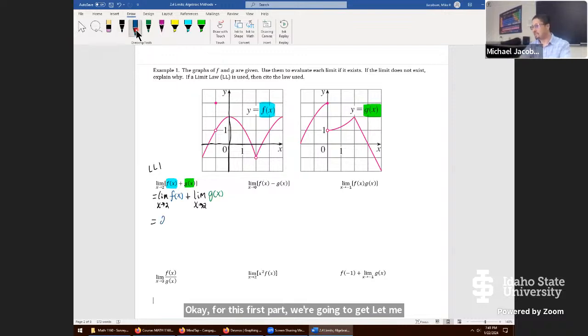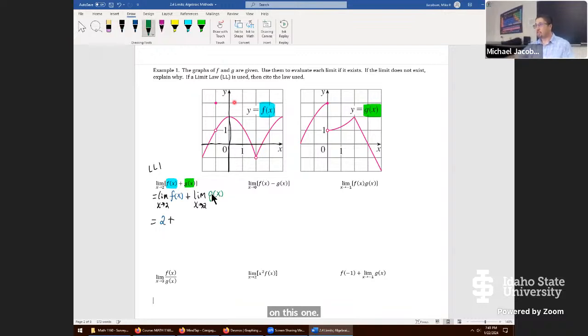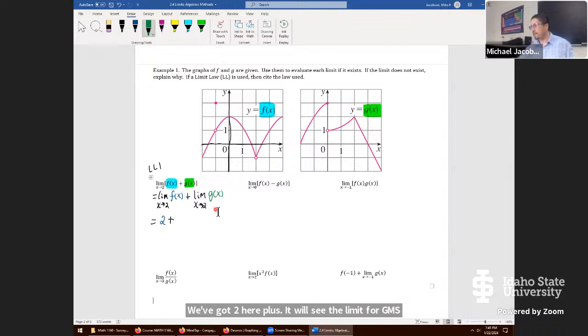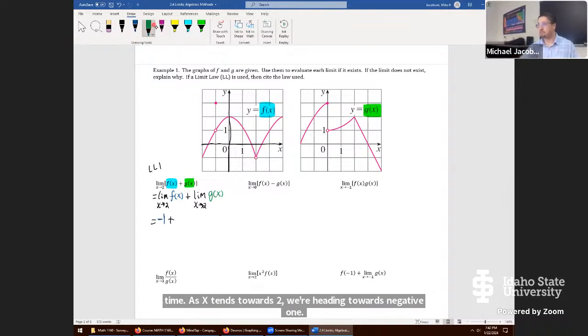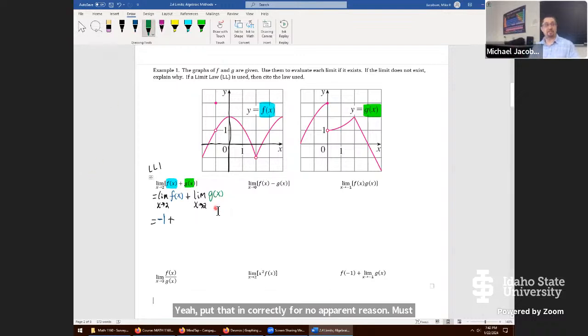We've got a 2 here plus, anyone see the limit for g of x? Oh, hang on. Before we look at g of x, let me try one more time. As x tends towards 2, we're heading towards -1. I put that in incorrectly for no apparent reason. Must have been a micro sleep. But any volunteers for g of x, what should happen?